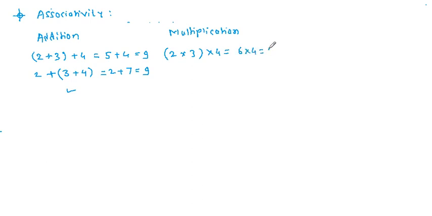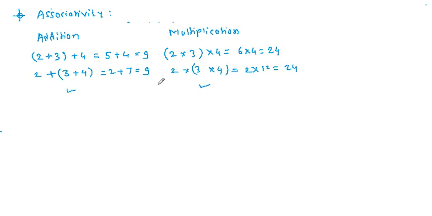For multiplication we will check. So 2 into 3 into 4, if we group first two numbers we get this answer 24, and in second case if we group the second and third number, then again we get the same answer. So for multiplication it is also closed. So multiplication for whole numbers is closed.